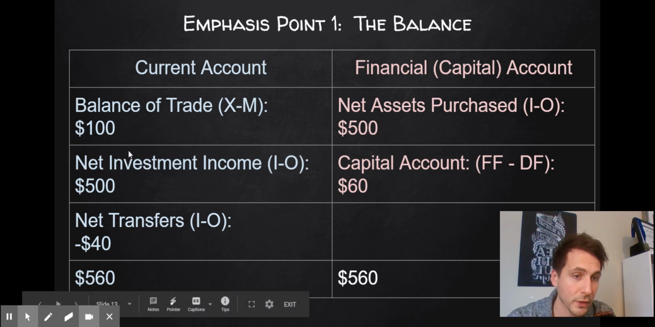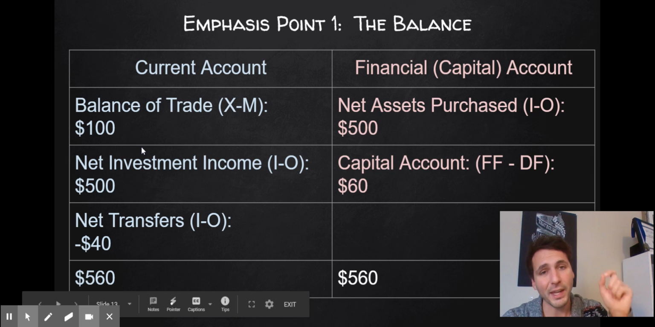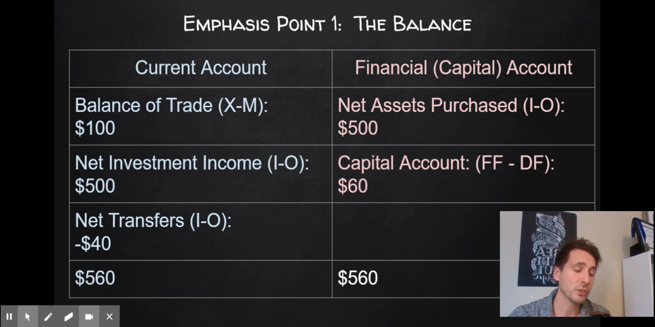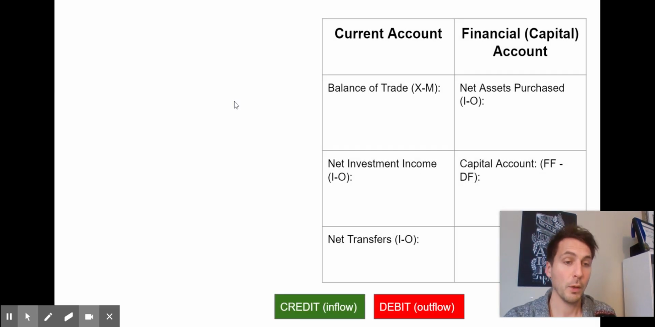These two sides will always balance. If I have a surplus in the current account, then I have to have a deficit in the financial account. If I have a deficit in the current account, then I have to have a surplus in the financial account. They will always, always, always equal zero. Okay? All right. With that in mind, here are a couple of examples.